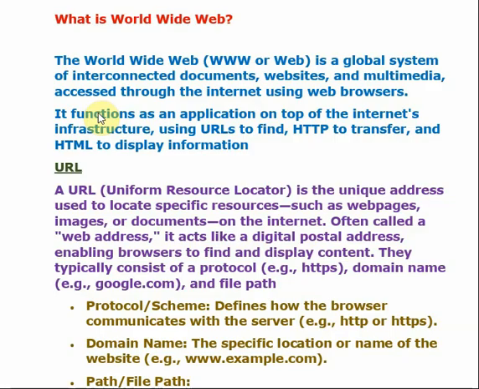Internet means interconnected computers. Using what? A web browser. Everything should be clear to you now. We need a web browser to access the website, because a web browser can only understand HTML coding. Therefore we need a web browser. It functions as an application on top of the internet's infrastructure, using a URL, uniform resource locator.